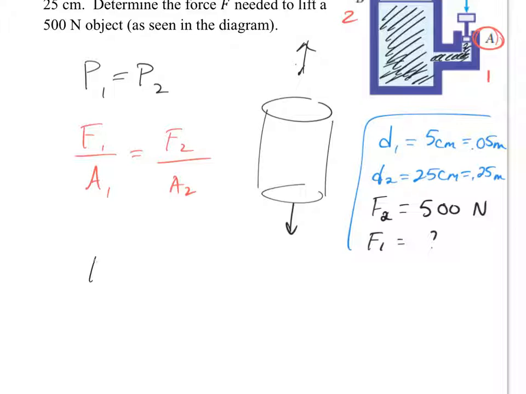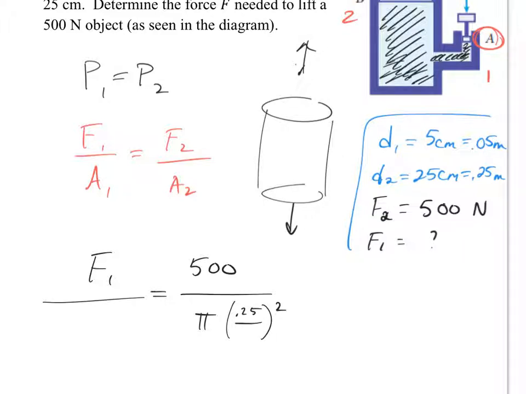So I've got F1 is what I'm looking for. F2 is 500. Now, this is going to be pi times the radius at location 2 squared. The radius, though, is 0.25 over 2. This is the diameter at the second location right here, but to get the radius, I have to cut it in half. So I can literally just write it this way. I could also obviously write 0.125 squared. It's the same thing.